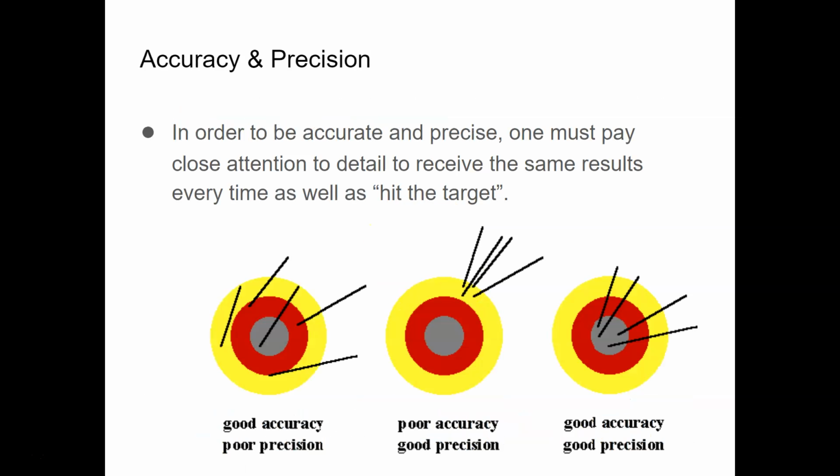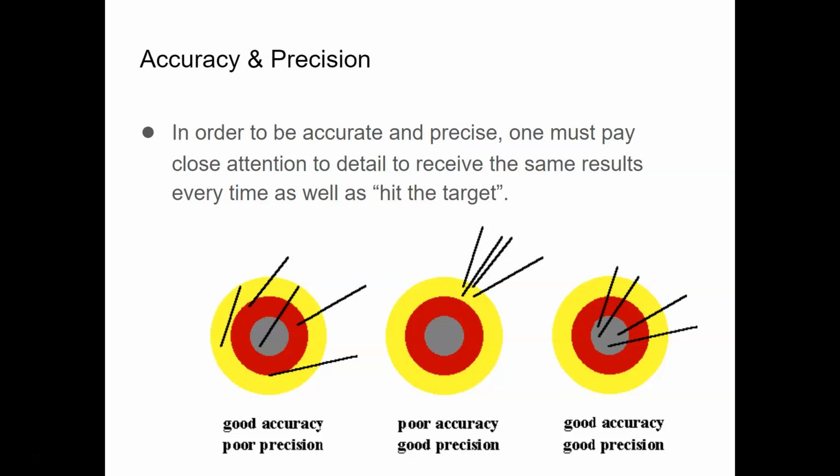So in order to be accurate and precise, this is our goal. It's to be accurate and precise. You have to pay close attention to the details that you're doing, and you have to make sure that you're getting the same results as many times as you possibly can so that you can hit the target well.